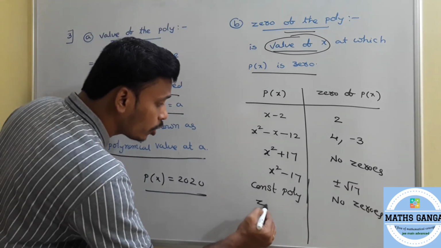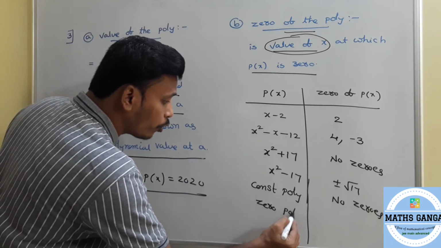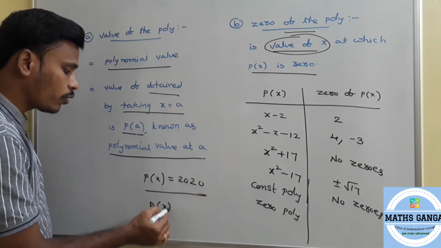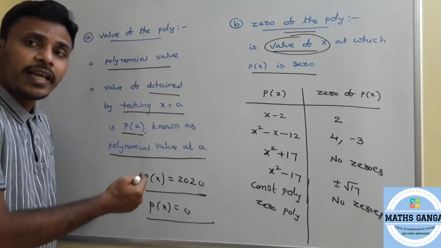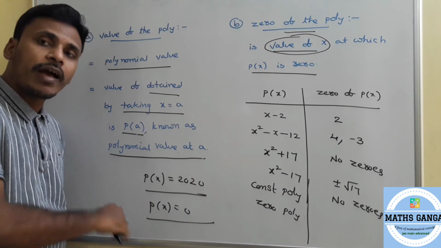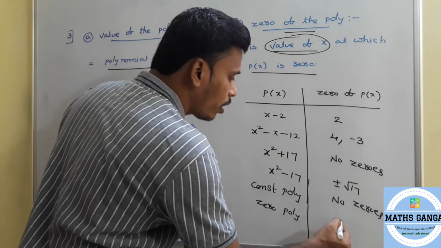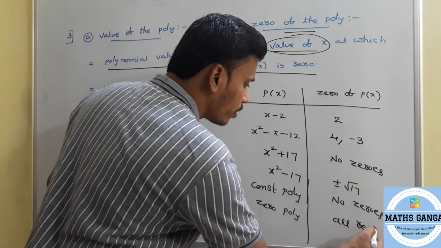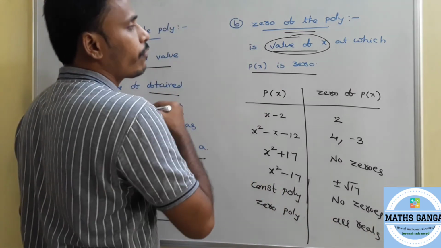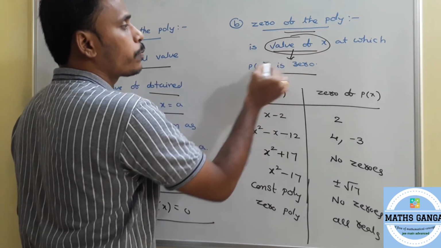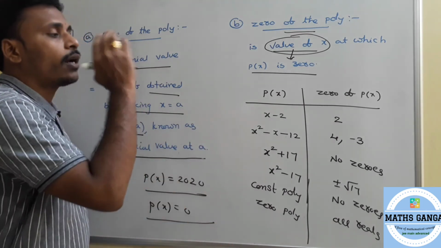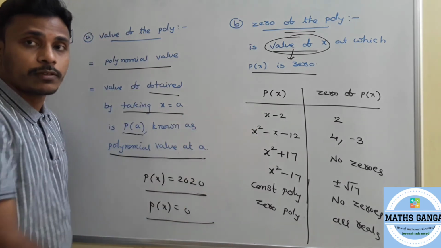Whereas if I take the zero polynomial, what to say about zeros of the zero polynomial? Zero polynomial is what? P of x is equal to 0. Just look here. Take any value in the place of x, always the result is 0. So every value will give you 0. That means all reals work as zeros for the zero polynomial. You need to know the basic definition. Value of x at which this p of x is 0 is called zero of the polynomial, and these are the polynomials and these are the zeros. Just have a look.